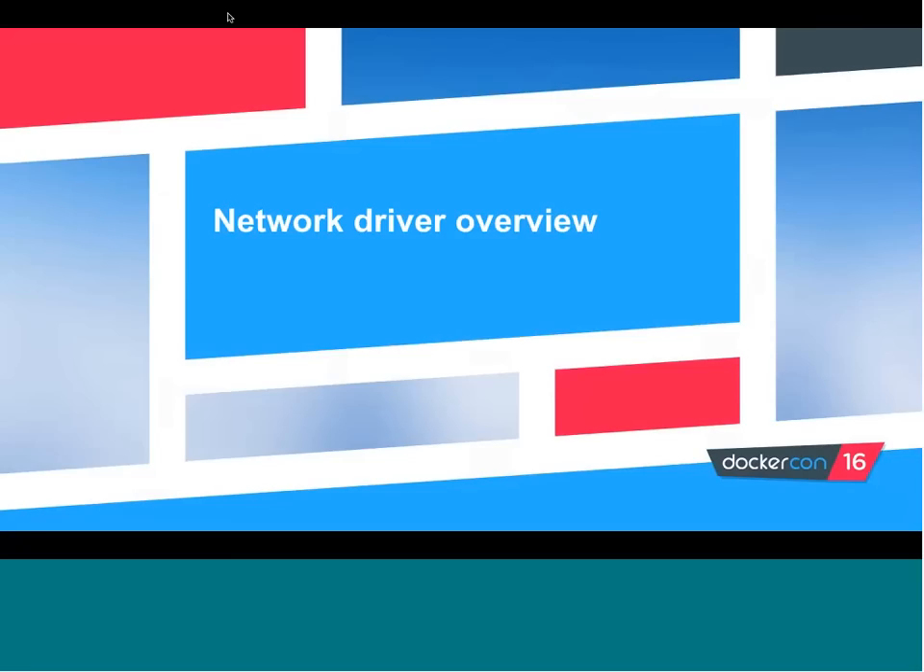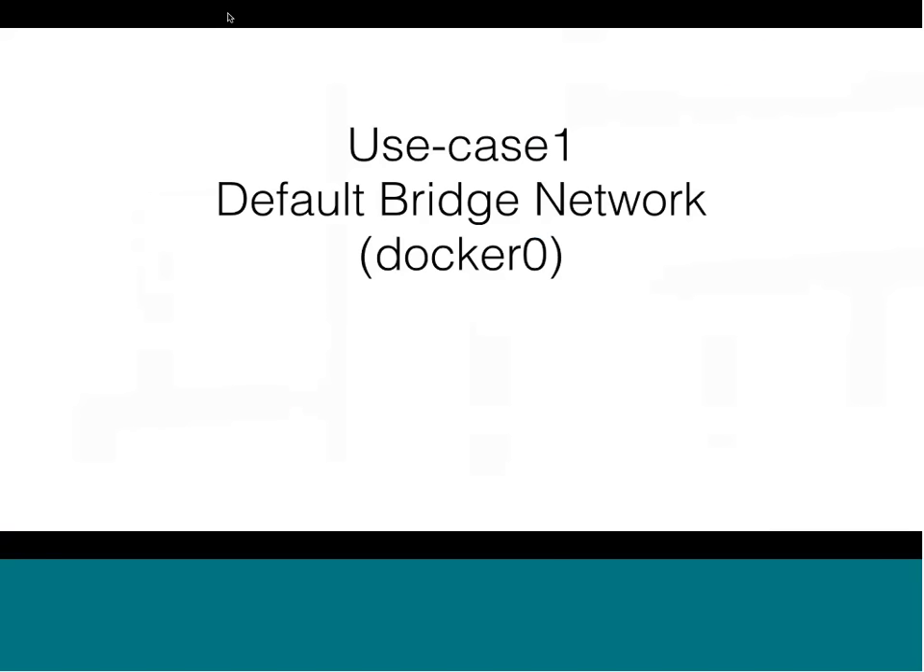Now, I will quickly go through network drivers, what all we have and how we can configure them. But I really want to jump quickly into the 1.12 deep dive and share all the cool features that we have now. So for the network driver overview, there are various use cases which I am trying to explain. For those who are new to Docker, I will just go through and quickly you can read the documentation to understand more.